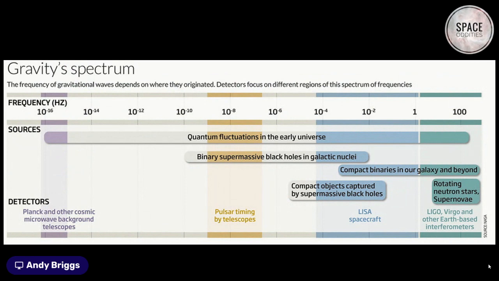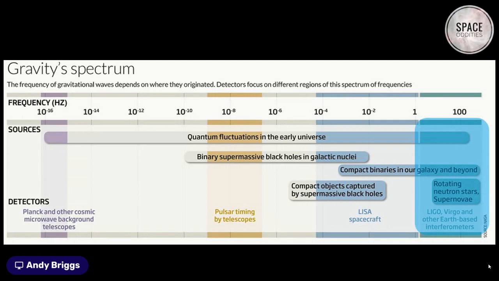As you're probably aware by now, we have detected over 100 gravitational wave events since 2015 using the LIGO detectors in the United States and the Virgo detector in Italy. Now, here we have a scale showing you the frequency of the gravitational waves, what type of objects we can detect at those frequencies, and how we can detect them.